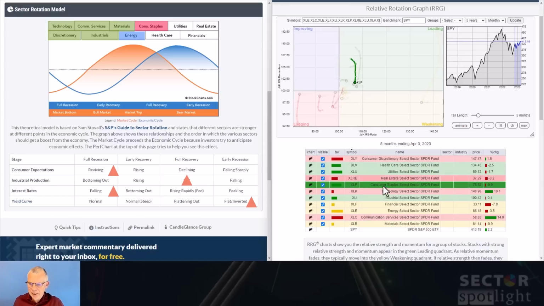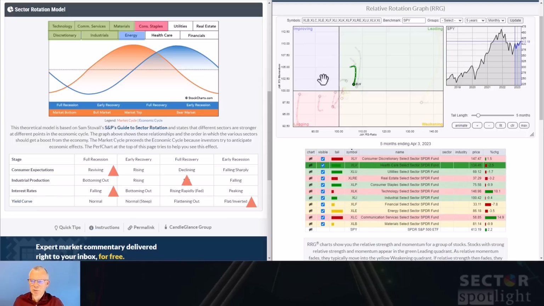And if we go to healthcare, then you see a similar story. That's in line with staples. So you see healthcare rolling over. So again, healthcare also, just like staples, neutral to negative.